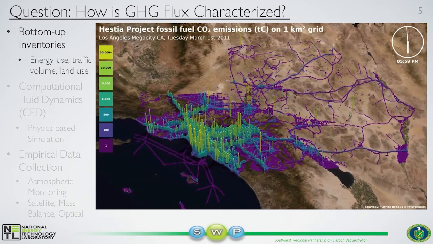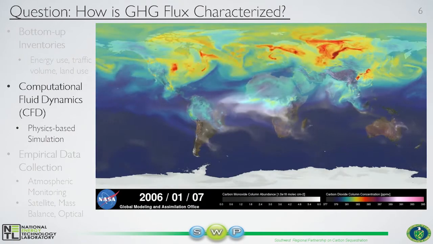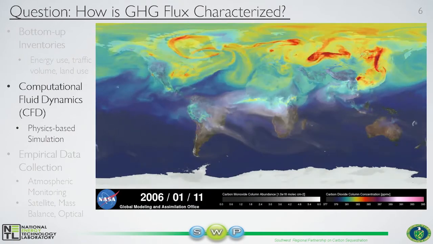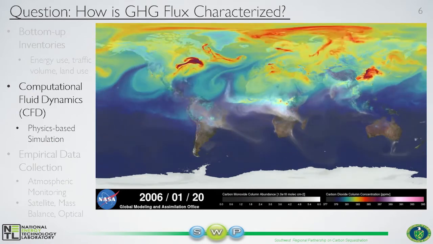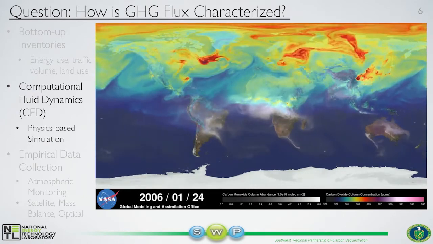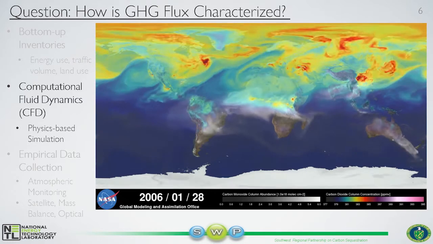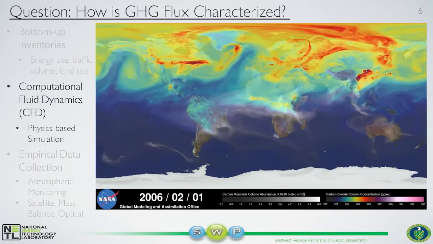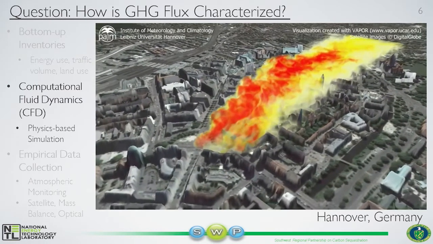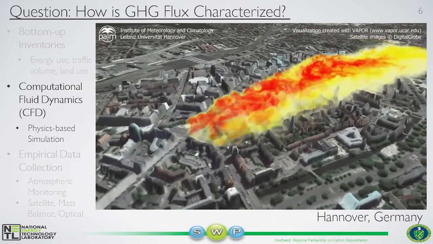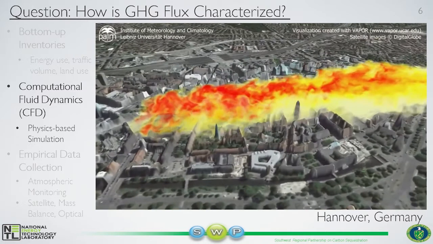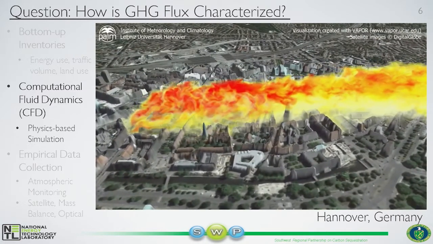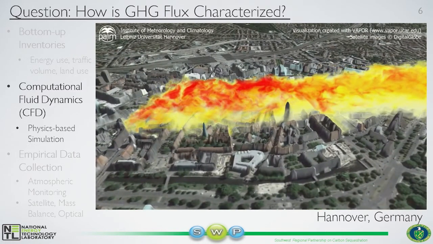Another widely studied accounting method uses computational fluid dynamics to create physics-based simulations. These models can range in scale from global atmospheric models like this one from NASA showing atmospheric CO2 concentrations, to smaller scale pollutant dispersion models like this one of downtown Hanover, Germany. Here at the University of Utah, the Environmental Fluid Dynamics Lab works extensively on these types of numerical fluid simulations.